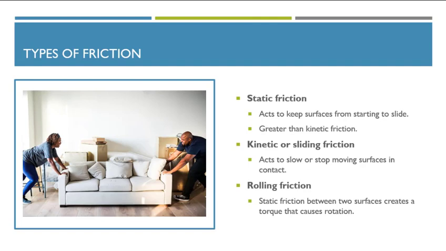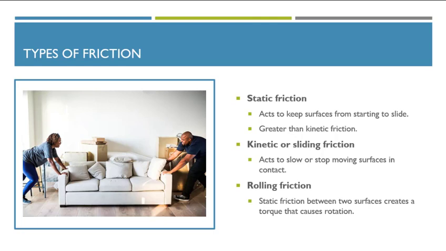So static friction, like I said before, keeps surfaces from starting to slide, which is something we like. Things stay put where we put them until you start to move them and overcome the static friction that is keeping them in place. It's greater than the kinetic friction. And so kinetic or sliding friction is going to slow down a moving object.